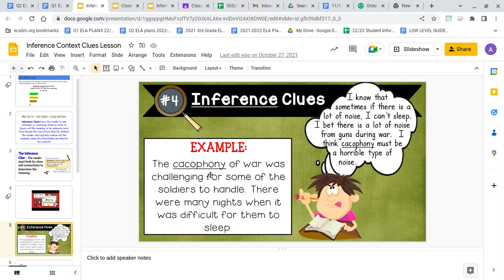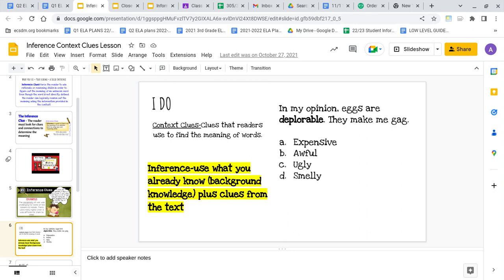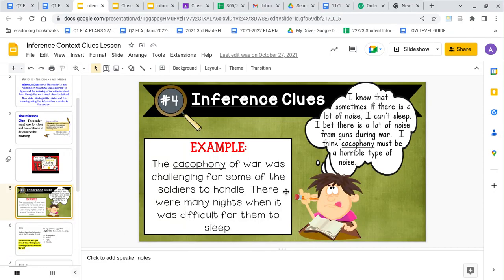I'm going to use the word cacophony multiple times in multiple different ways. Cacophony is a completely made up word, but we're going to try and figure out what the word means. The cacophony of war was challenging for some of the soldiers to handle. There were many nights when it was difficult for them to sleep. I know that sometimes if there's a lot of noise, I can't sleep. I bet there's a lot of noise from guns during the war. So I think cacophony must mean a horrible type of noise.